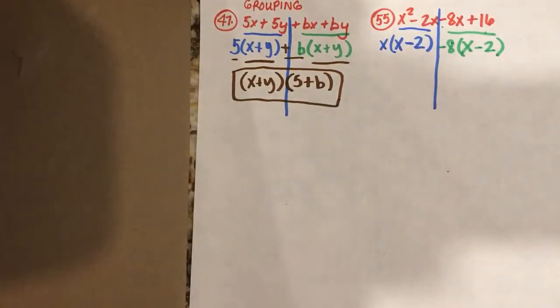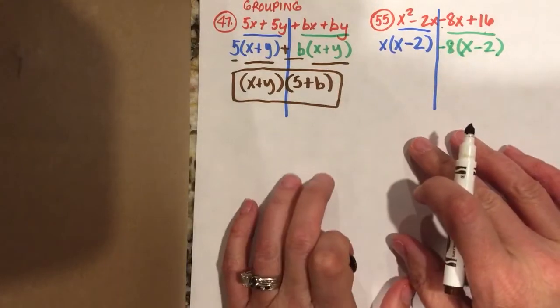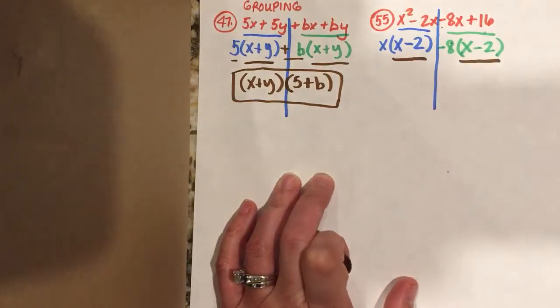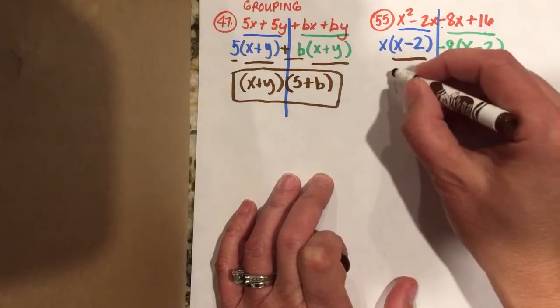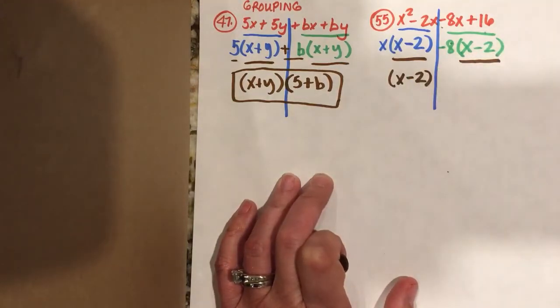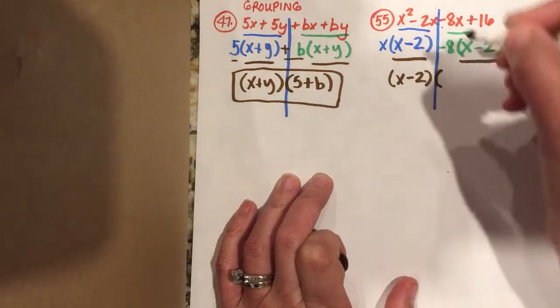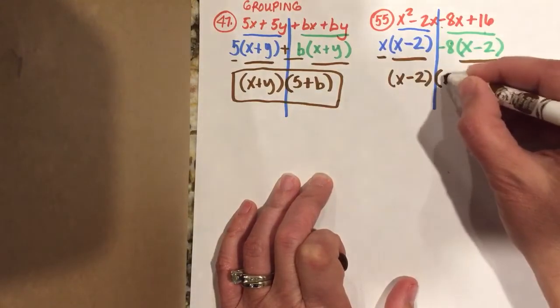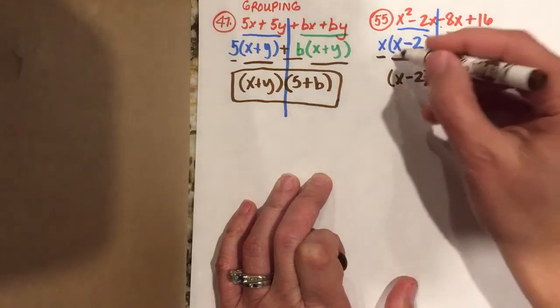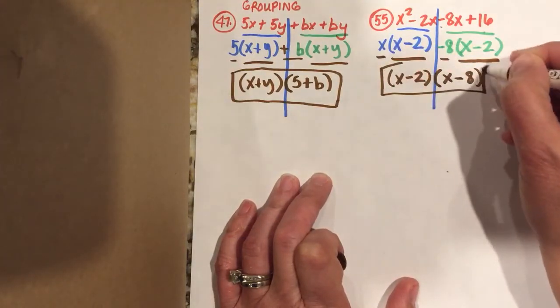Now I do have terms that match. So I'm going to look just like I did in the first example. What do I have in common? The greatest common factor here is x minus 2. So I am going to factor out an x minus 2 from both terms. And that's going to leave me with x minus 8. So this is your final factored term.